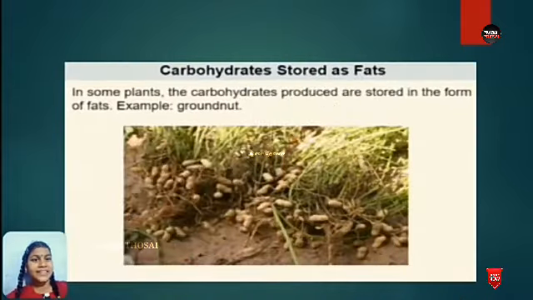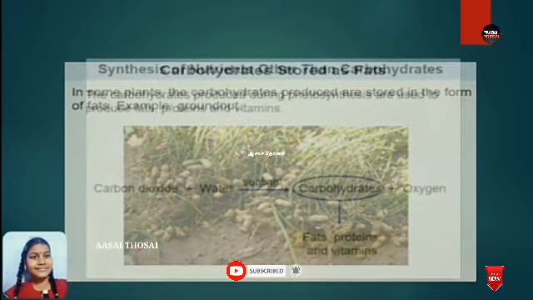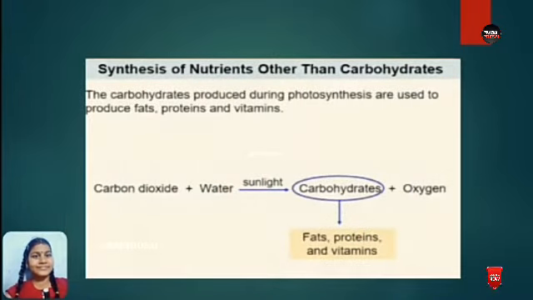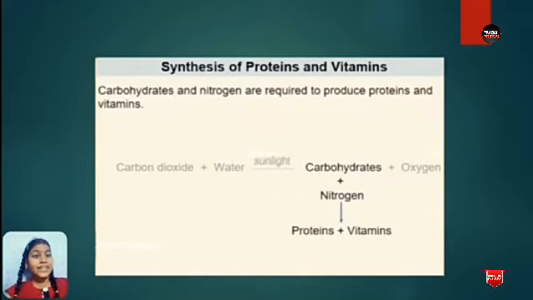Carbohydrates stored as fats: in some plants, the carbohydrates produced are stored in the form of fats, for example groundnut. For this you are going to learn another equation: carbohydrates plus nitrogen give proteins plus vitamins.